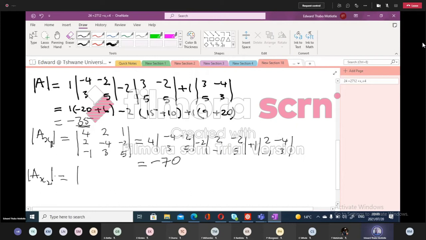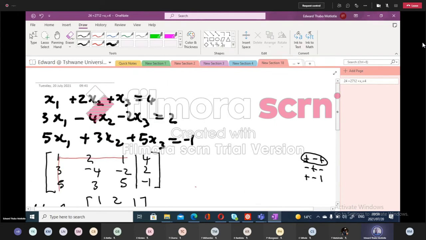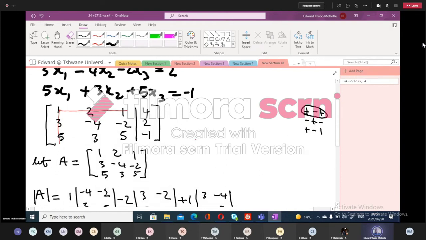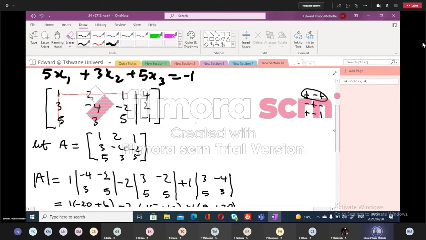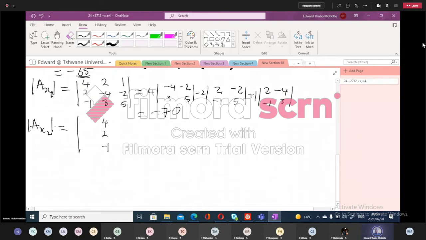So the determinant will be equal to, is it 4, 2, 1? No. My mistake. Let's start. We are replacing the second column by 4, 2, minus 1. So let's go and check the matrix. So we are replacing this guy, the middle one. So we keep the 1, 5, 3, and so here we have 1, 3, and 5.